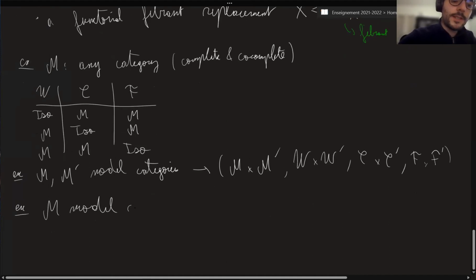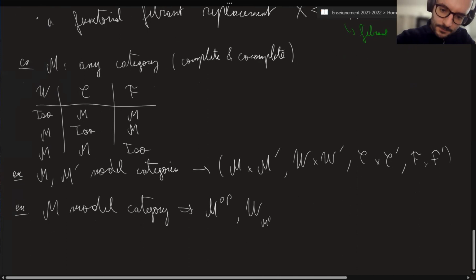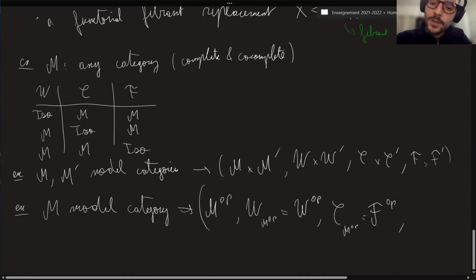Also, if you have a model category, then you have its friend for free, which is the opposite category. So you take the same weak equivalences, but you reverse fibrations and cofibrations. Like that.